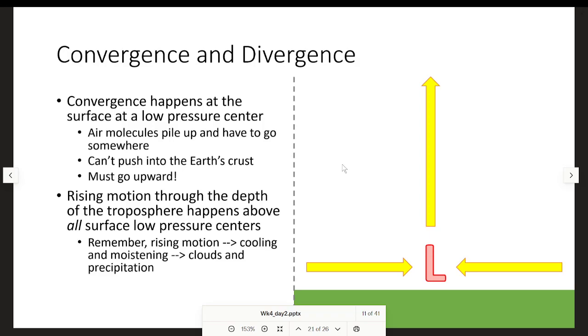Convergence and divergence again. Convergence happens at the surface low pressure center. You have this low here, and the air likes that. It wants to go towards this low. So these air directions are going to come from all directions at the surface, and it's all going to meet up at this low. And what happens when all these air masses meet each other?